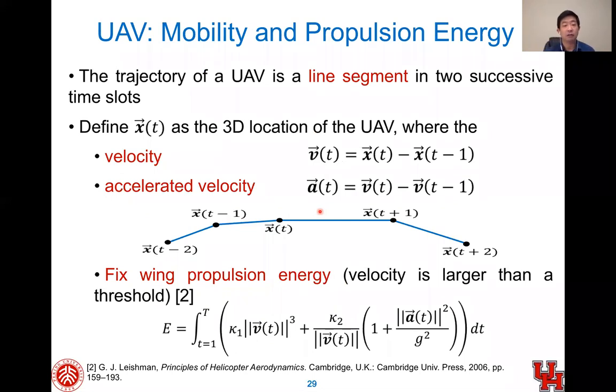And also, for UAV, they have this propulsion energy, and you have velocity and acceleration. For fixed wing propulsion, overall, these energies look like this. It's not only depending on the speed, but also acceleration, and also on the speed to the power 3, because we have this air resistance. Air resistance is quadratic to the speed. So that's the reason. But this is for fixed wing. For rotor, you can check the literature to find one.